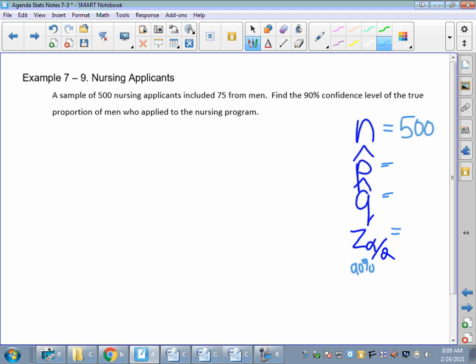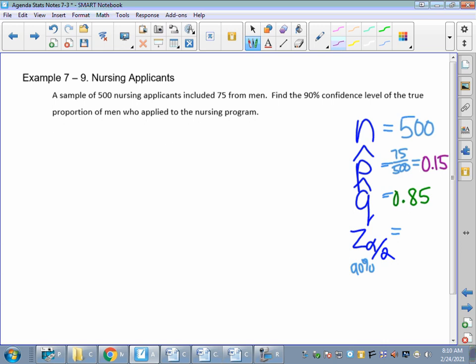I'm going to need to know my p hat. So p hat is equal to what? 75 out of 500. So 75 out of 500, let's turn that into a decimal. I believe that's 0.15. So 15% of the applicants is really what that's saying, right? It makes sense. In this particular set of applications, 15% were men. So that means what percent were not men? Well, p hat and q hat have to add up to 1 because that's all the applicants. So that would be like 85% or 0.85.